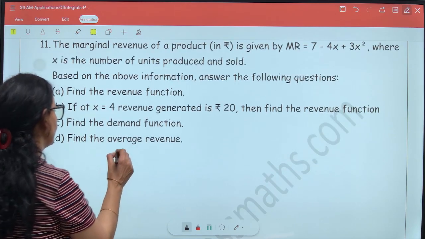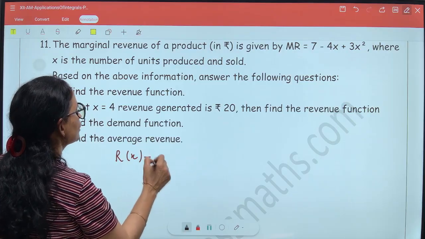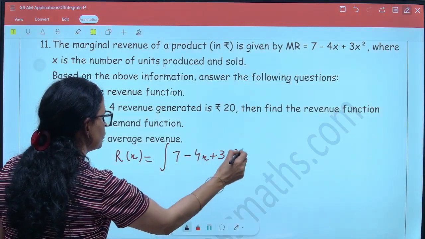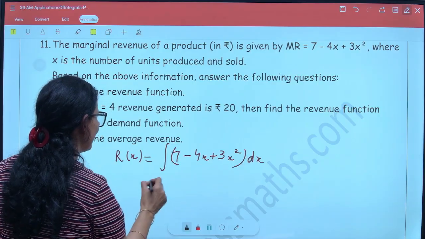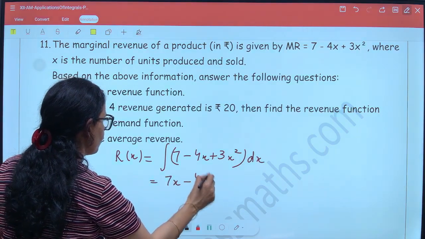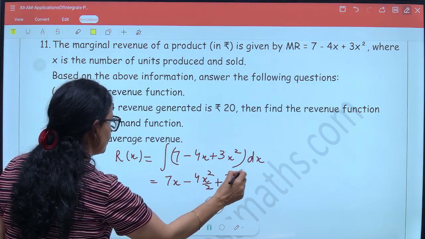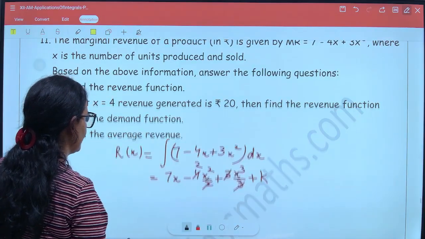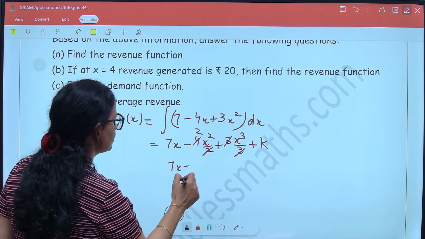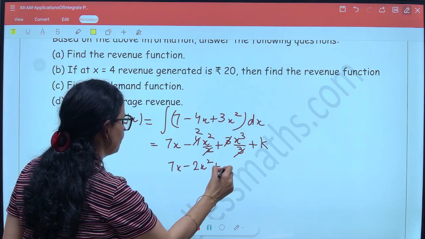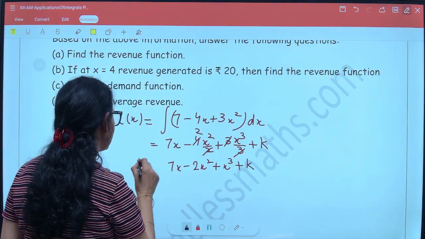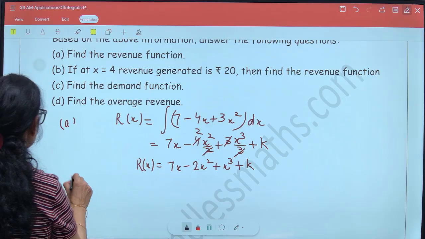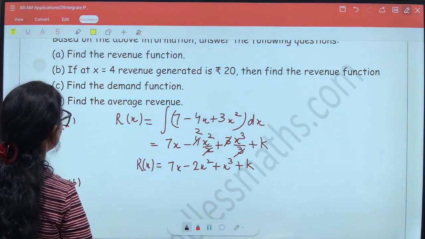Find the revenue function. That means the first thing that we need to do is integrate the marginal revenue function that is given to you. So this is the marginal revenue function. Let's integrate 7x minus 4x square by 2 plus 3x cube by 3 plus the constant of integration. 3 gets cancelled and this 2 also gets cancelled. So we get 7x minus 2x square plus x cube plus k. This is the revenue function. This is part A.